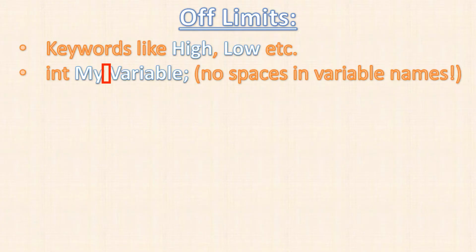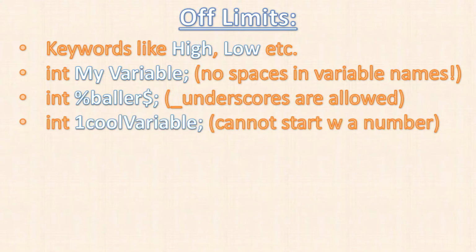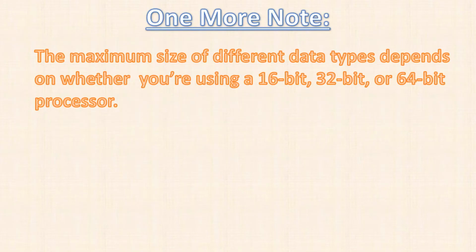Also, you cannot have any spaces in the name of a variable or special characters in the name of a variable, but underscores are allowed. And while you can use numbers in the name of a variable, you can't start the name of a variable with a number. Finally, the maximum size of these data types depends on whether you're using a 16-bit, 32-bit, or 64-bit processor.